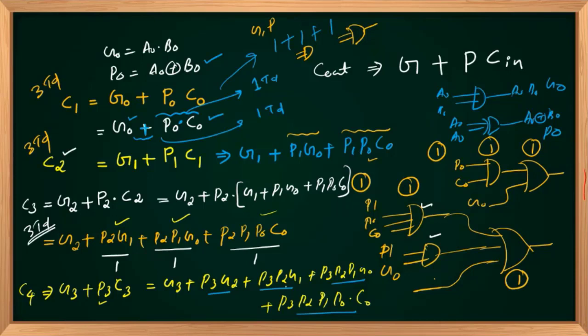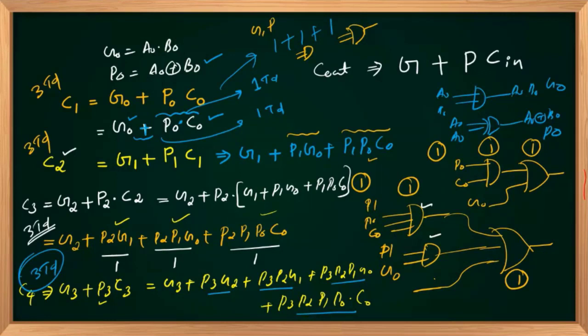And 1, 2, 3, 4, 5 terms to be added. So an OR gate with 5 inputs, right? So another time delay. And to produce P3, G3, P2, G2, etc. up to P0, G0, and C0, I require another gate delay. So again, here it is 3 time delays, no change.